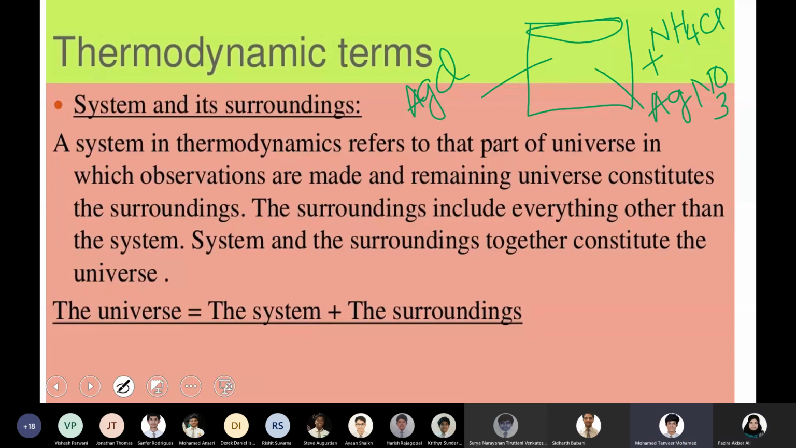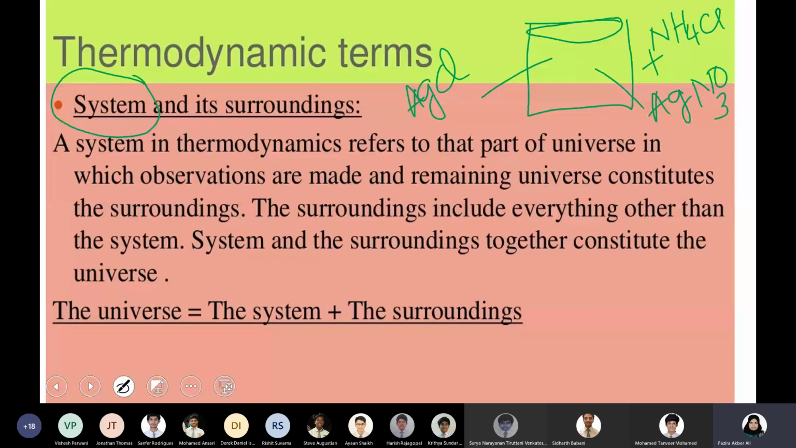Look into the test tube. Test tube. Right, that's obvious. Because where you are doing an investigation, where you are doing a chemical reaction, that is the area under investigation or area under study. So that area where you are doing an investigation or an observation is known as system. So system is where a reaction is taking place.